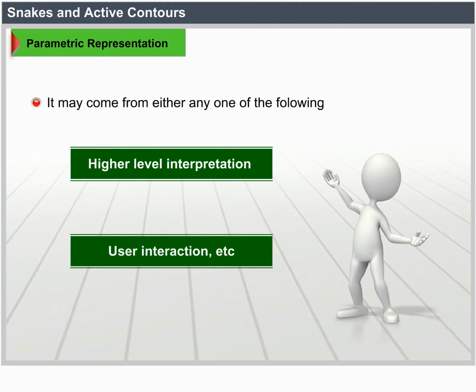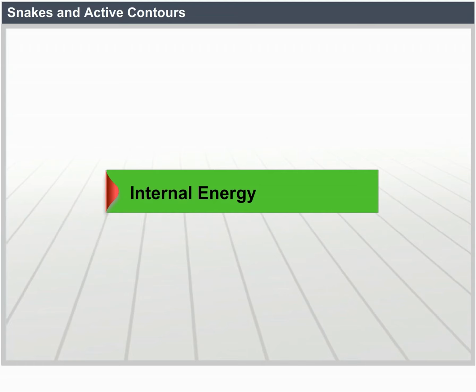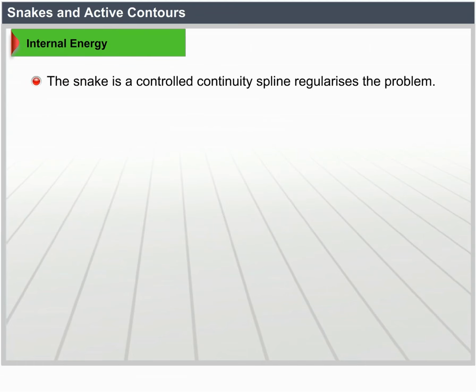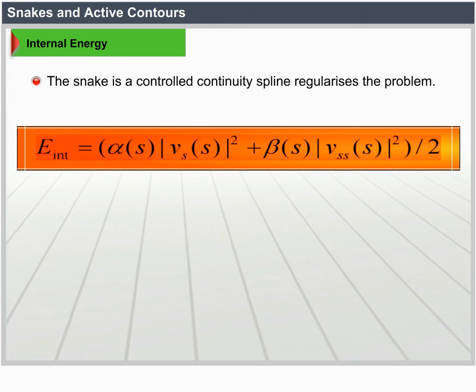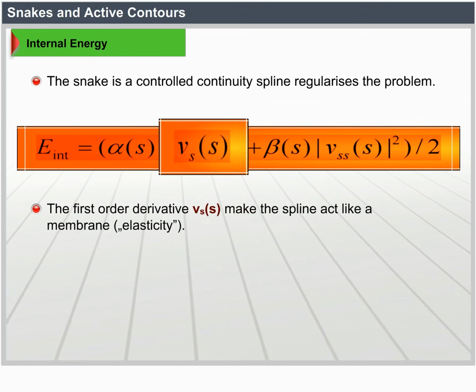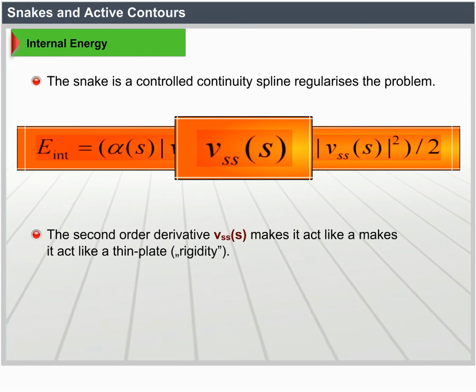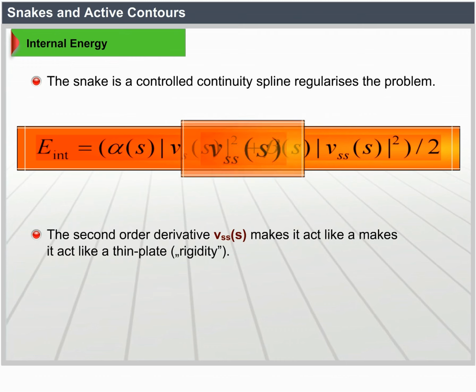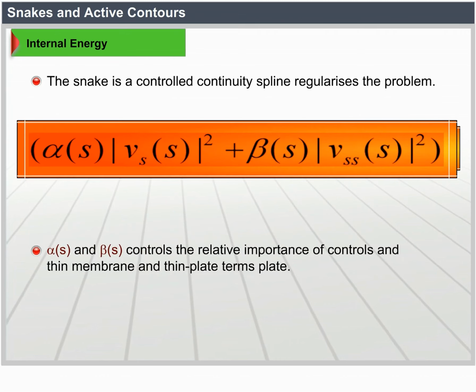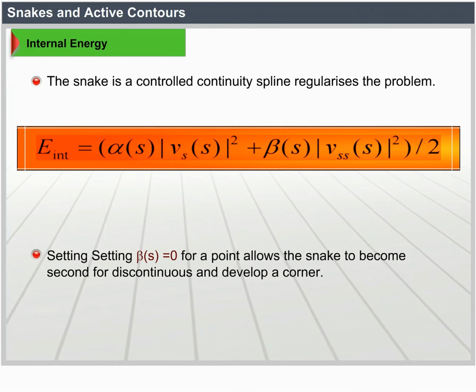Internal energy. The snake is a controlled continuity spline and it regularizes the problem, given on screen. The first order derivative v_s of s makes the spline act like a membrane, elasticity. The second order derivative v_ss of s makes it act like a thin plate, rigidity. Alpha of s and beta of s control the relative importance of the membrane and the thin plate. Setting beta of s equal to 0 at a point allows the snake to become second order discontinuous and develop a corner.